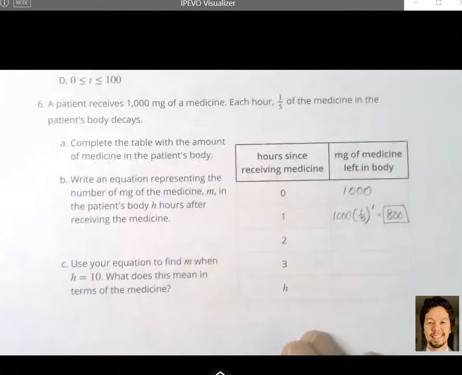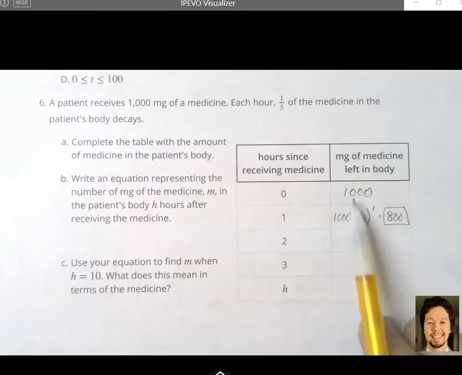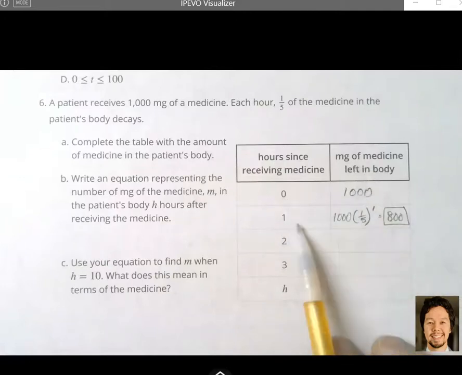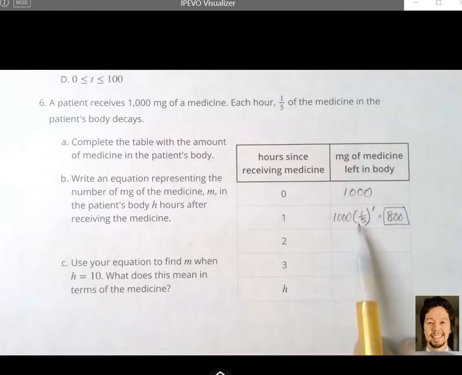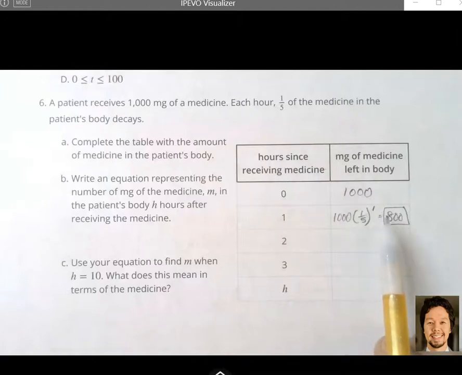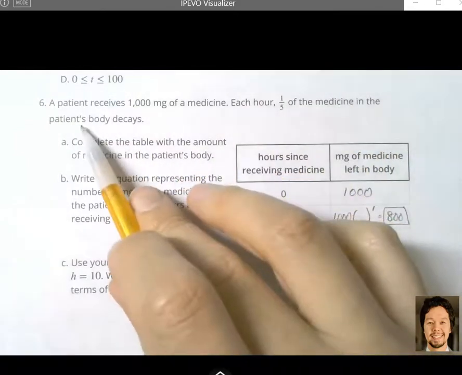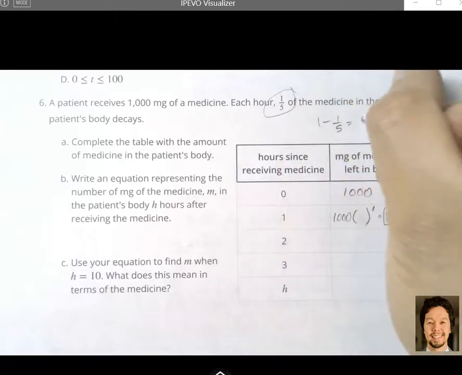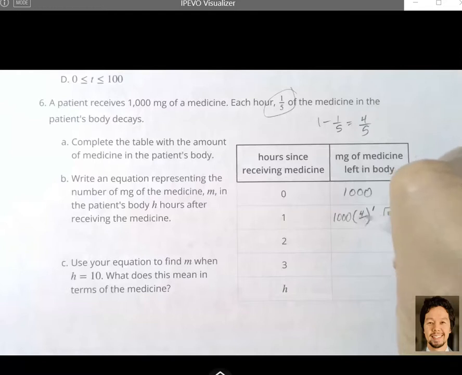So I've gone ahead and helped you out by completing the first 2 values of the table. At 0, we have 1,000 milligrams of medicine left in the body, and after 1 hour, it's been diminished, and we're left with 800. Now, excuse me, I made a little mistake here because it says each hour 1/5 of the medicine in the patient's body decays, 1/5 decays, so 1 minus 1/5 is 4/5, and that's why 4/5 should be our factor of change. Good luck to you.